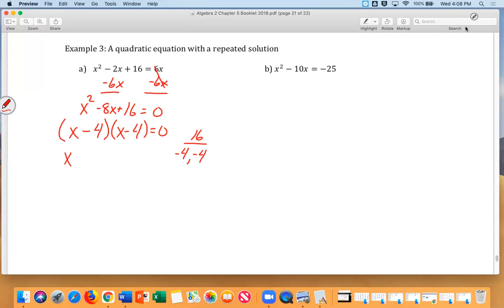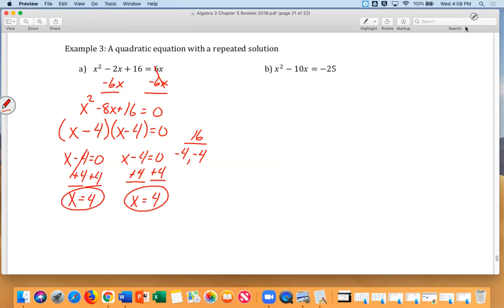So again, I have x minus 4 equals 0, and I have x minus 4 equals 0. See, I have 2 roots. I know they're going to be the same, but I'm showing you I have 2 roots. I knew that at the start. It's called a double root at 4.